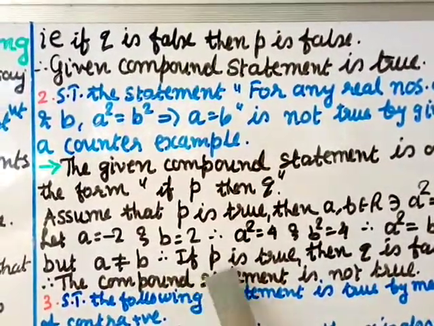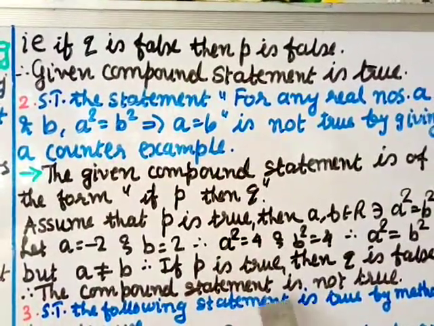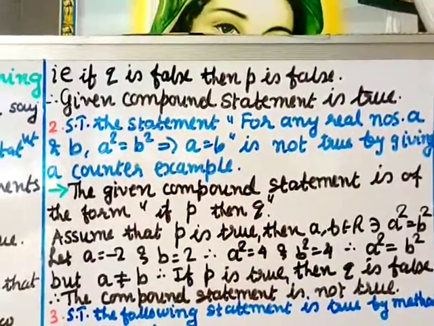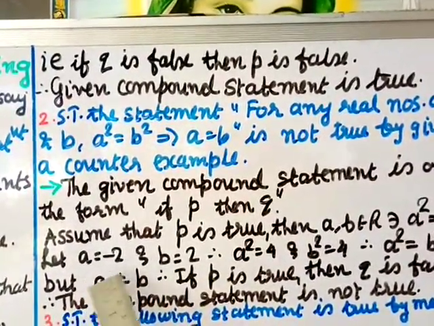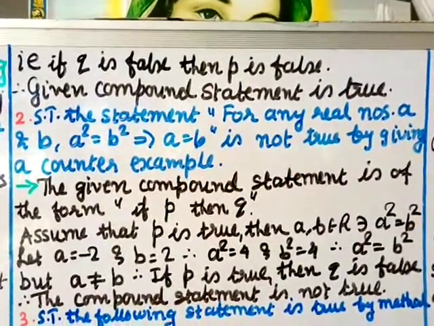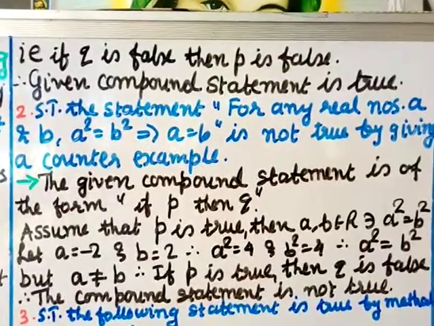Therefore we can say that if p is true, then q is false. Therefore the compound statement is not true. So this is the example we have given. You can take either minus 3, 3, or minus 4, 4. So we can take any real numbers and show that the given statement is not true.